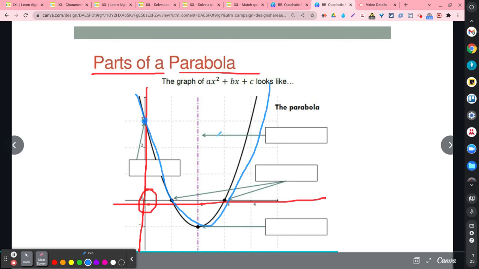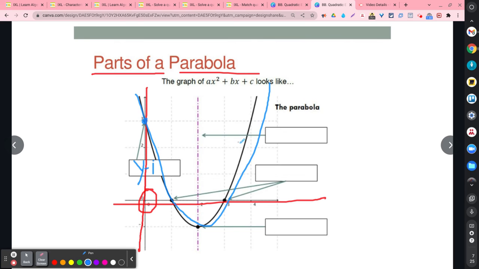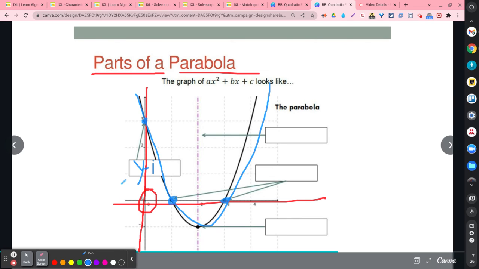I don't know if you answered or not. I hope you did. It's the y-intercept. What about here? The point where it crosses the x-axis. These 2 points are the x-intercepts. Or they're also called, what are the 3 other ways that we can call the x-intercepts? Okay, I'm not going to answer that so you can figure it out.